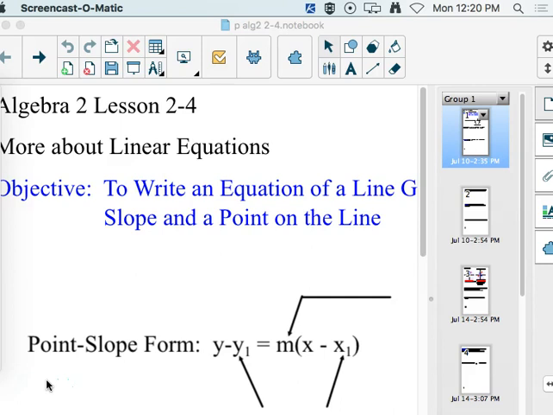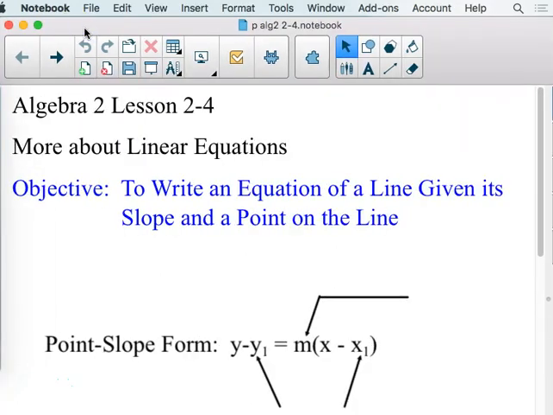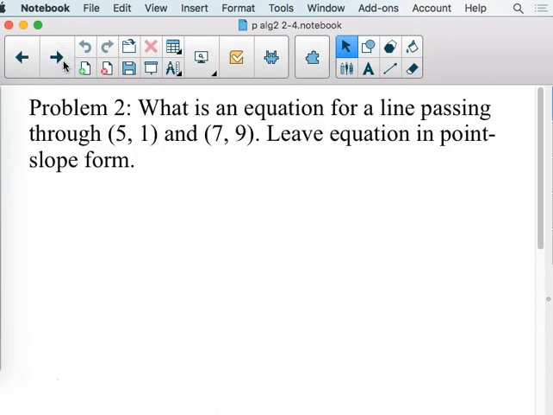Our objective: we are going to write an equation of a line given its slope and a point on the line. We started this on Friday, and we did not get real far.